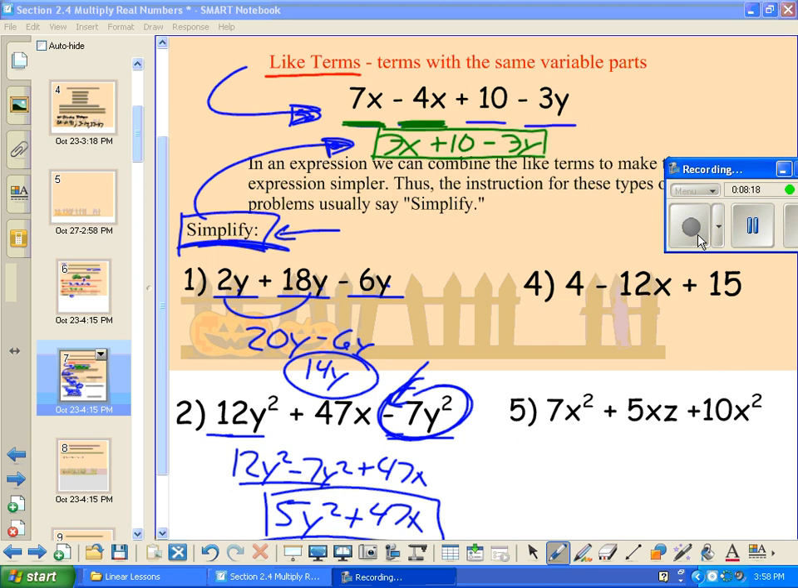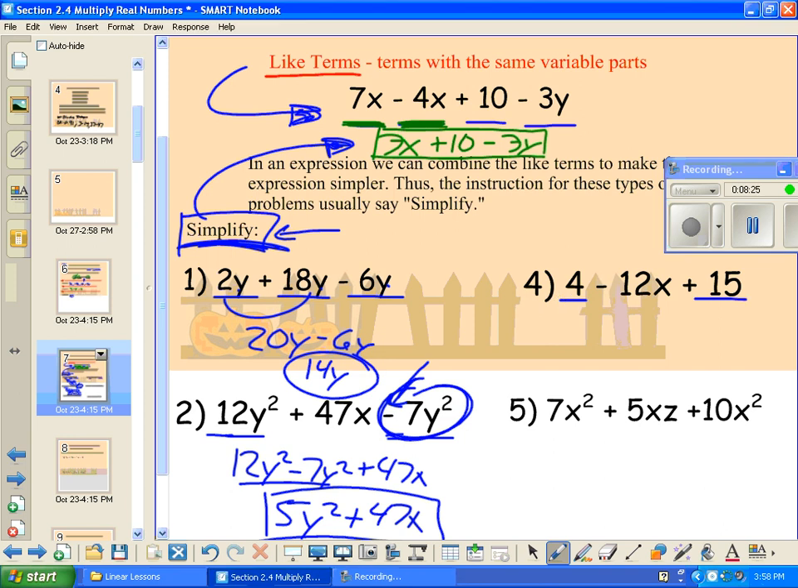Jumping over to number 4 here, same kind of thing. I'm going to try to simplify this problem. There are like terms in this problem that I can combine. They are just the constants. I can combine 4 and then 15. And again, the sign in front of the 15 tells me how I'm going to combine it with other constants. I'm going to add it. So it's 4 plus 15, which gives me 19. And then the subtraction in front of the 12x tells me that has to stay in front of that and stay with that particular term. So it's 19 minus 12x. I can combine these two terms, and then when I'm done with those, I have to subtract 12x with it.